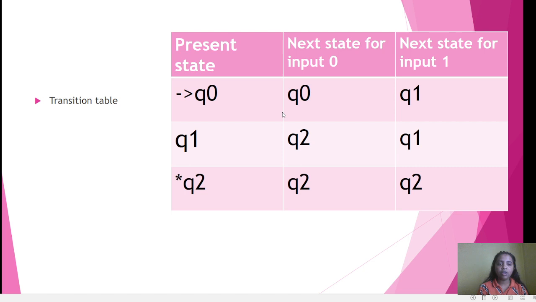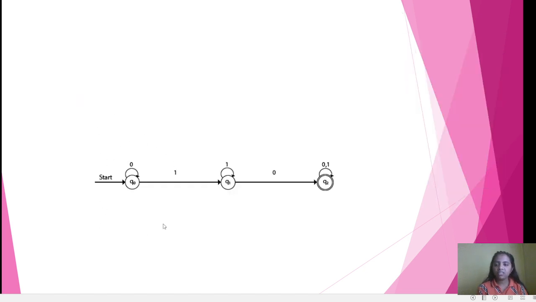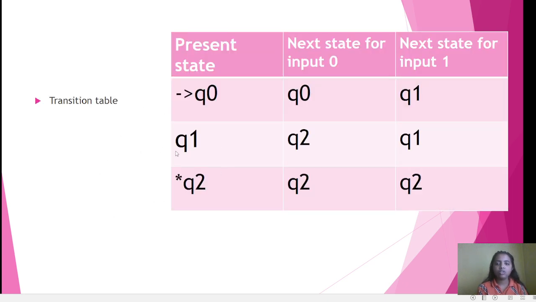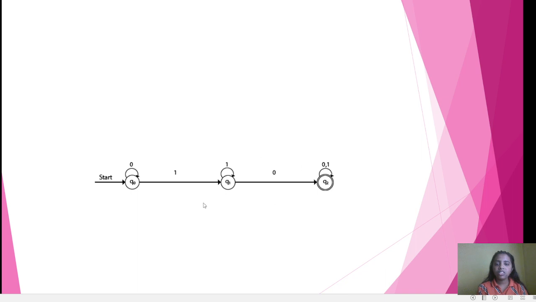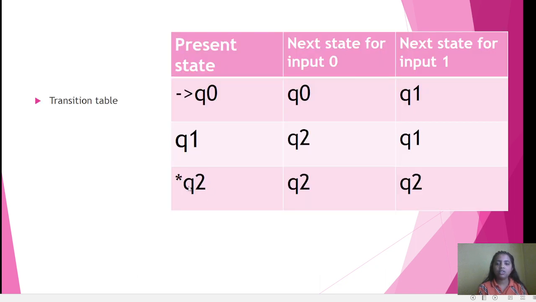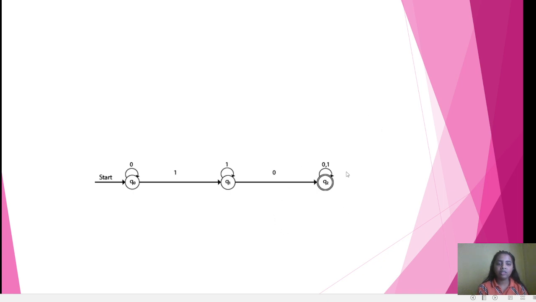Q0 on 0 will stay on Q0, and Q0 on 1 it will go to Q1. Q1 on 0 it will go to Q2. Q1 on 1 it will stay in the same state Q1. Q2 on 0 and 1 it will stay in the same state Q2. This is the graphical representation of DFA.